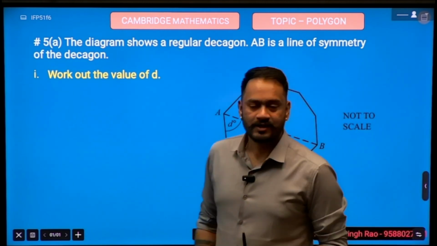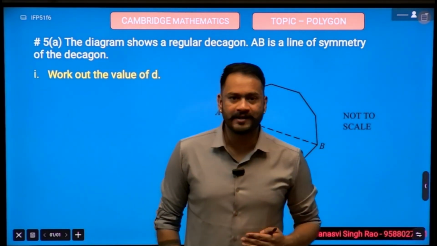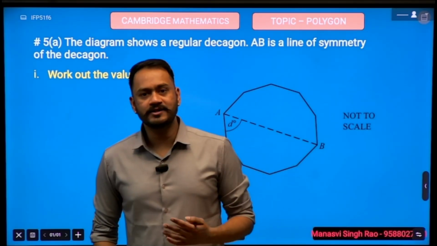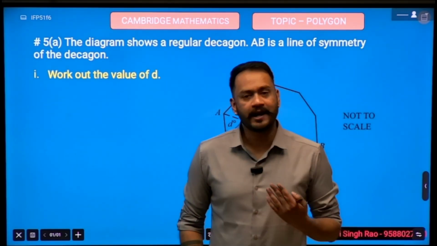हाय बच्चों, तो आज हम टॉपिक जो करने वाले हैं उसका नाम है पॉलीगन. सो पॉलीगन इज अ शेप which is made up with a straight line and it is always a closed figure.